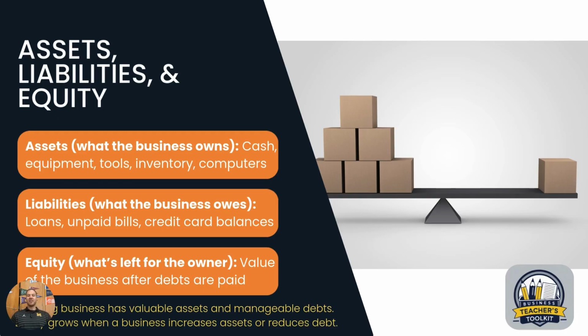a balance sheet. And so, in order to even understand what a balance sheet is, we need to discuss these definitions of what is an asset, a liability, and what is equity. So, I show students how businesses measure what they own versus what they owe. Assets are what the business owns. These are things that have value, things that can be converted to cash, tools, inventory, or equipment. Liabilities are what the business owes, so things like loans, unpaid bills, credit card balances, and equity is what's left over for the owner after all of those debts are paid.